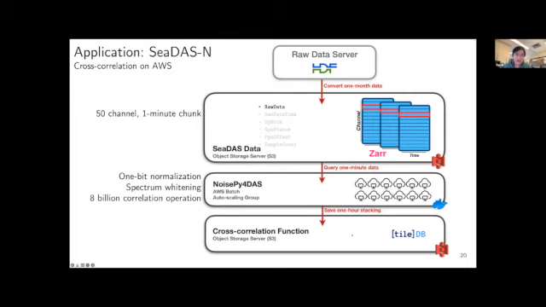The cost analysis for this cloud workflow is also pretty attractive. Hosting the data on the cloud costs about $1.3 per day on AWS. The computing costs less than $15 using spot instances. And the cross-correlation data product costs less than $1 to save. You can also download it to local for analysis.